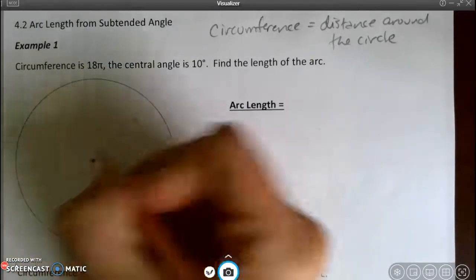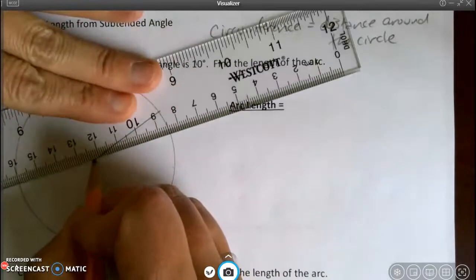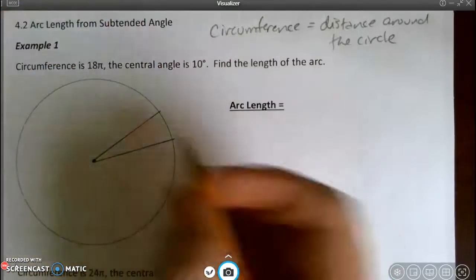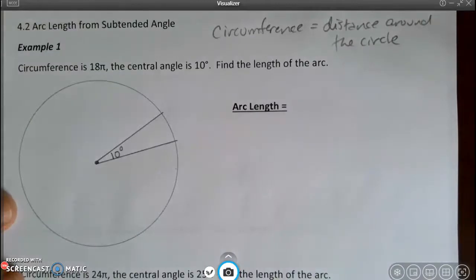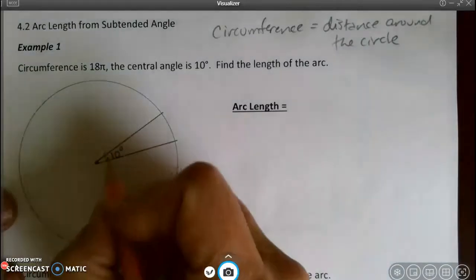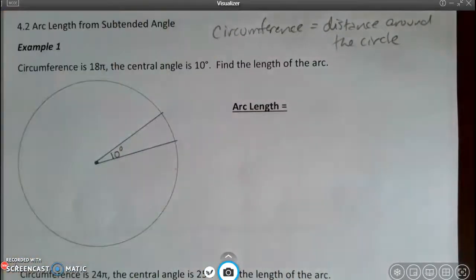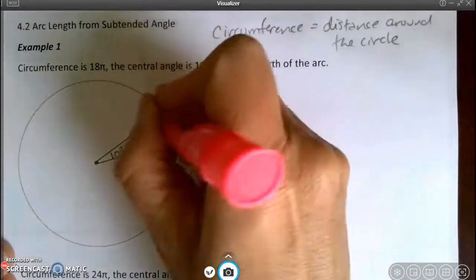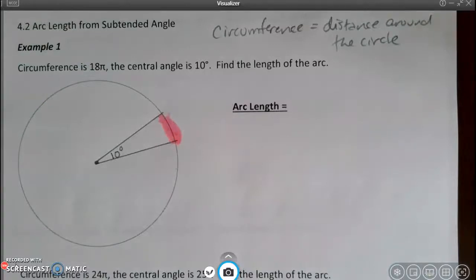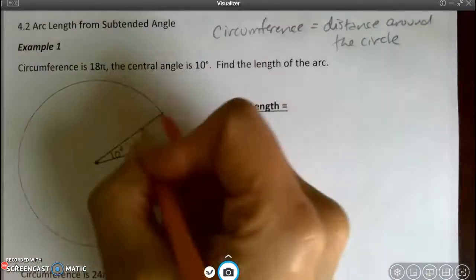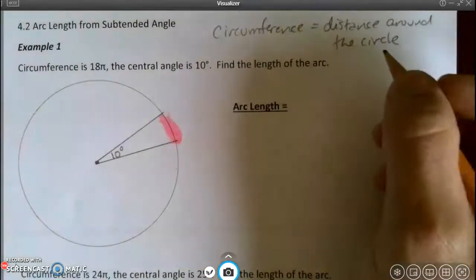So we're going to draw a central angle. This is just a sketch, so we don't need to have a protractor out. We're just going to draw a sketch and say that that's 10 degrees. We are asked to, so 10 degrees is the magnitude of the arc. So my arc right here is 10 degrees, and I want to find the length of the arc. What's the actual length of this arc?